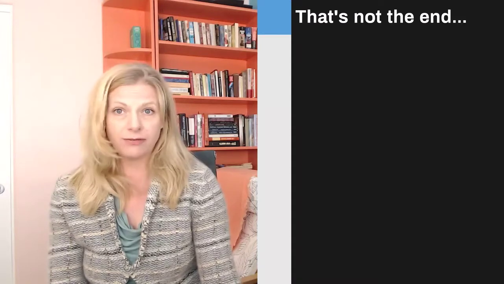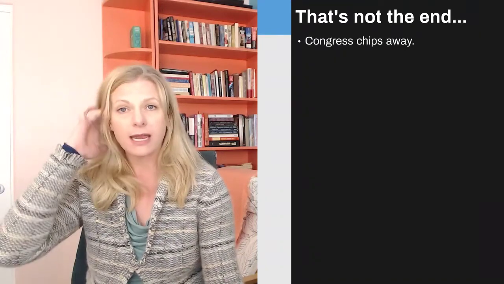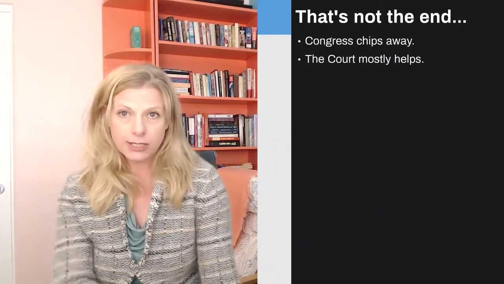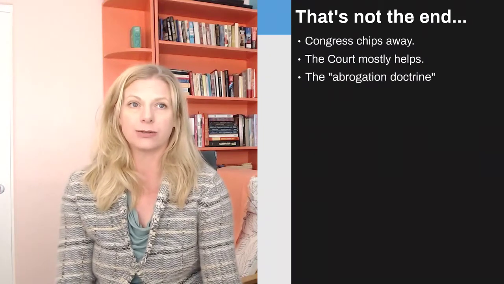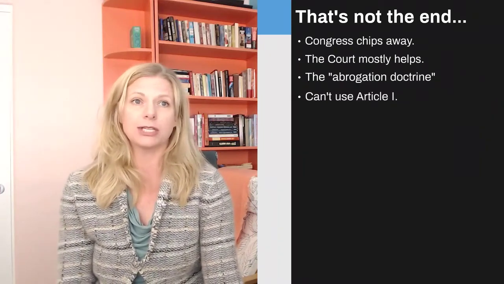But that's not the end of it. After this, Congress continues to chip away at state sovereign immunity, and the court mostly helps them out on that. And so we're going to trace a couple of these cases through history. And one of the really interesting parts of this is the abrogation doctrine.